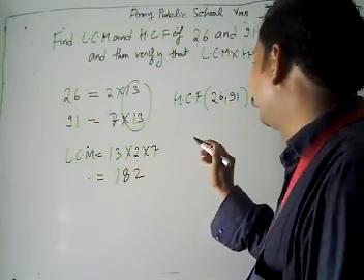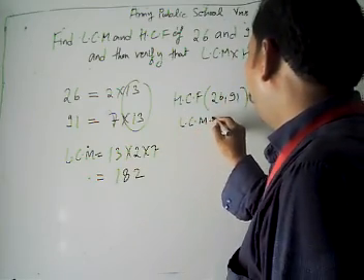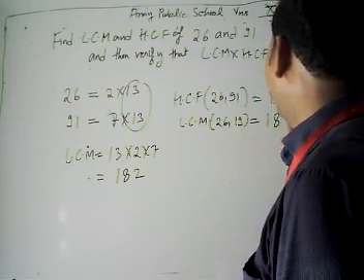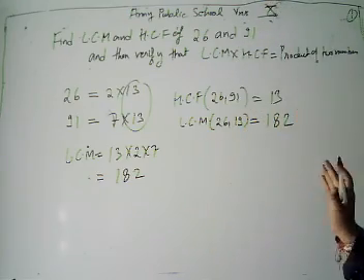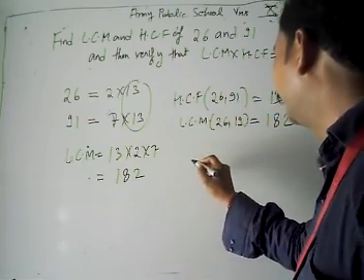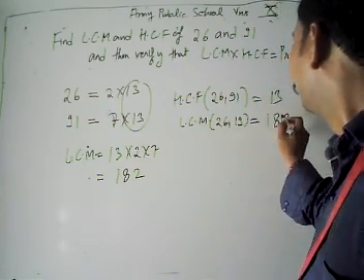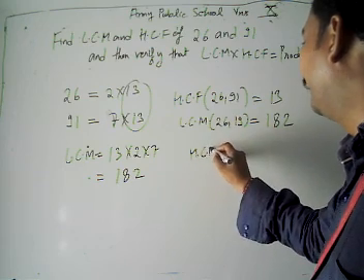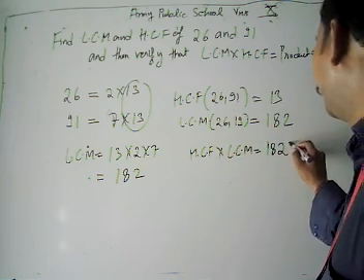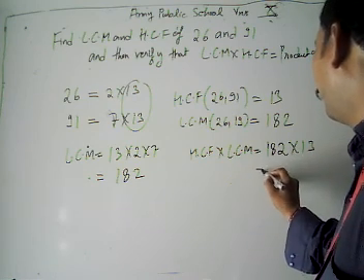We get our HCF there. LCM of 26 and 91 is what? It's 182. Now we have the HCF, we have the LCM. Now we have to verify here. HCF into LCM: now we have 182 into 13. And how much do we get?